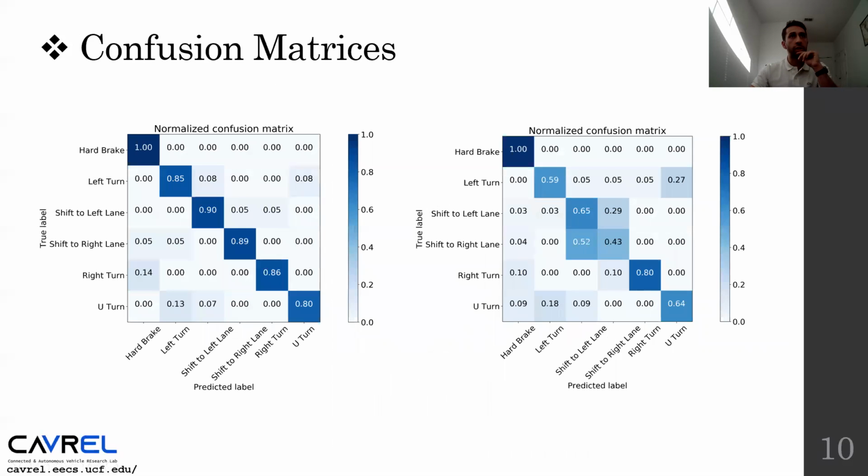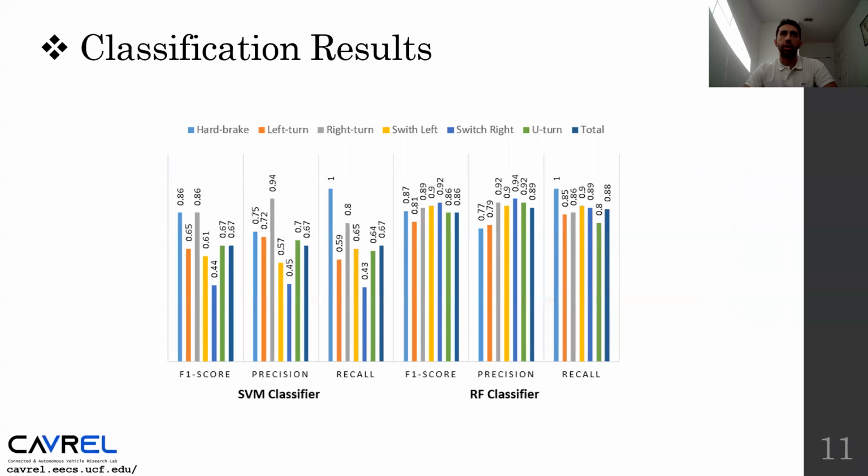And our results, as you can see, on the left-hand side, we see the results of the SVM, and on the right-hand side, we see the results of the random forest. And as the confusion matrices show, they're pretty diagonal, which means that the classifier has learned a good amount of information from the data. And the same thing can be illustrated in terms of F1 score, precision, and recall. Again, on the right three figures, you are looking at the results for the RF classifier. On the left-hand side, you're looking at the SVM.